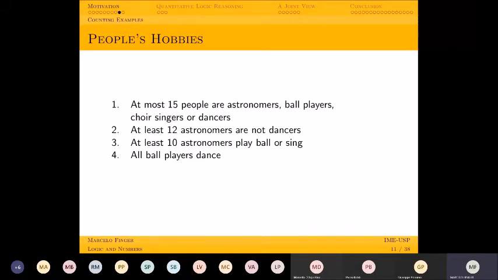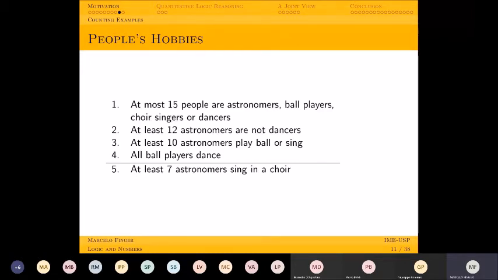So we have counting quantifiers. Here we have an example: at most 15 people are astronomers, ball players, choir singers, and dancers, just for the A, B, C, and D. And we know that at least 12 astronomers are not dancers, and at least 10 astronomers play ball or sing. And of course, all ball players dance. And from this, we can immediately deduce that at least 7 astronomers sing in a choir.